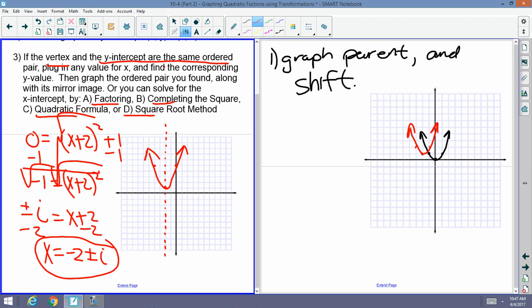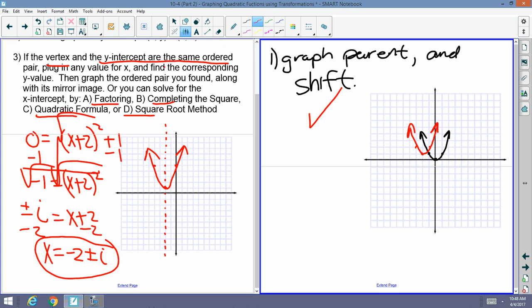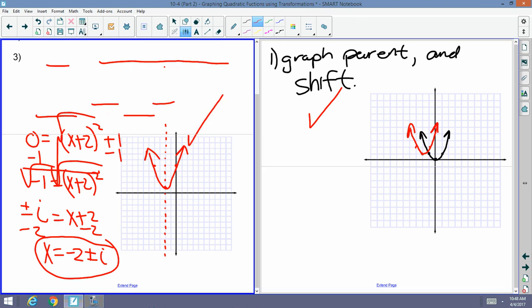This makes sense, guys. So I don't know which one you want to use, and I'm not being sarcastic. I don't care. Figure out the one you like, though, and run with it. You like the parent and then shifting? Perfect. Do it. You like recognizing the vertex in 2 seconds, finding the y-intercept, finding the mirror image? Do it. I don't mind. But you guys definitely got to choose, okay?